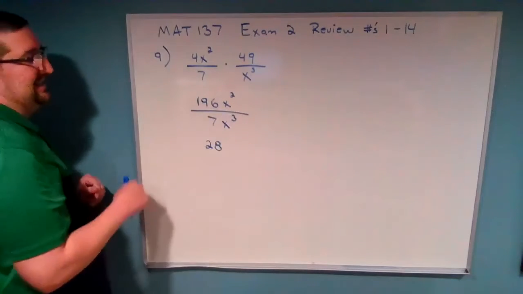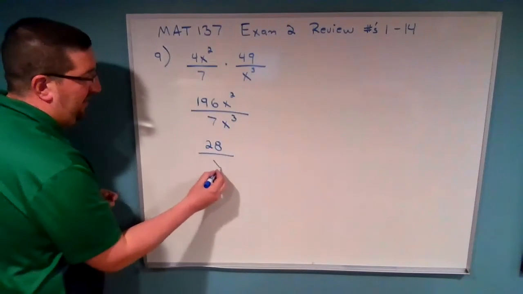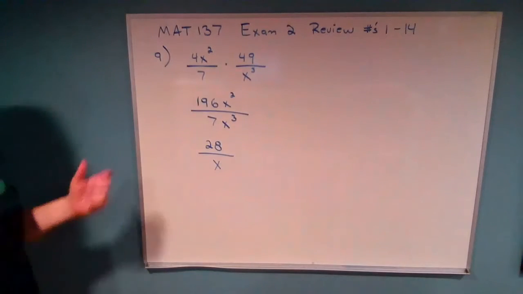Where are there more x's? There's more x's on the bottom. How many more are there? There's 1. Our answer would be 28 over x.